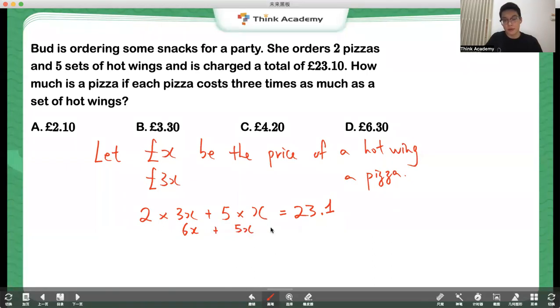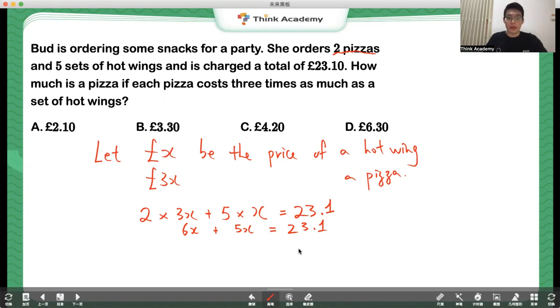Yes, Yashi? Any questions? How did you get 2 times 3x add 5 times x equals 23.1? That's 2 pizzas. Each pizza is 3x pounds, so 2 pizzas is 2 times 3x pounds. That's the price of the pizzas. And for the hot wings, each hot wing is x pounds, so 5 of them will be 5 times x pounds. Okay, thank you. So that's how I write this equation.